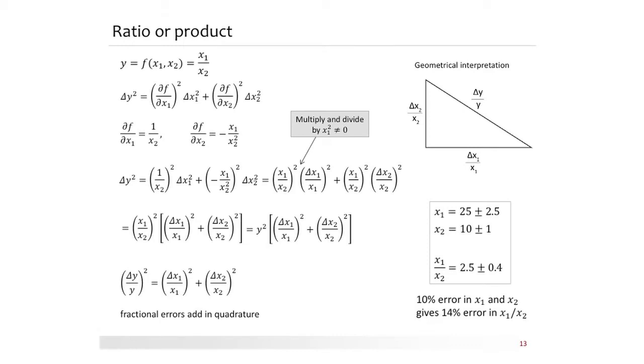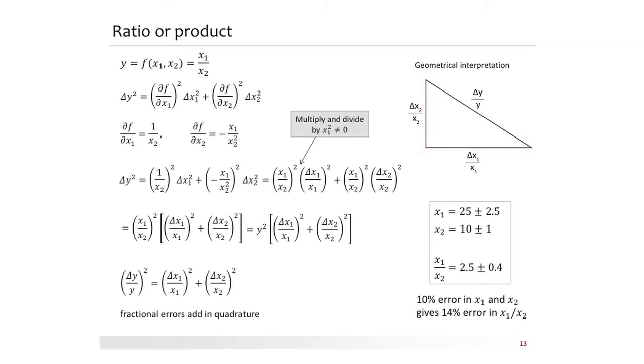And if you look at another example, 25 plus minus 2.5, 10 plus minus 1. As you can see, these are 10% errors in x1 and x2. And if you calculate this, the ratio will be 2.5 plus minus 0.4. So 10% error in these variables will give you a 14% error in the result. Well, that's very simple from the triangle because it's a square root of 2. If you have 1 and 1 here, or 0.1 and 0.1 here, it will give you 0.14.